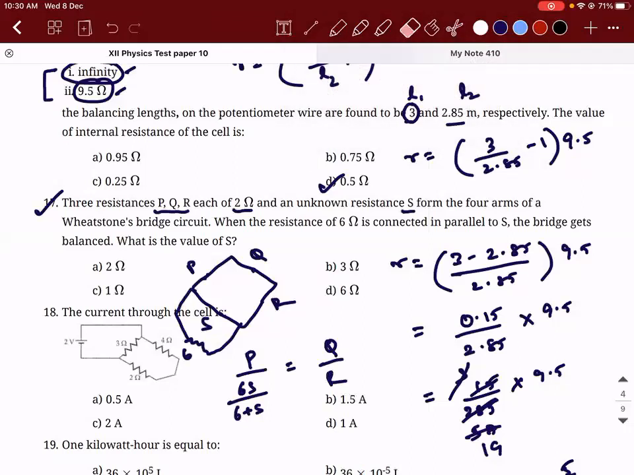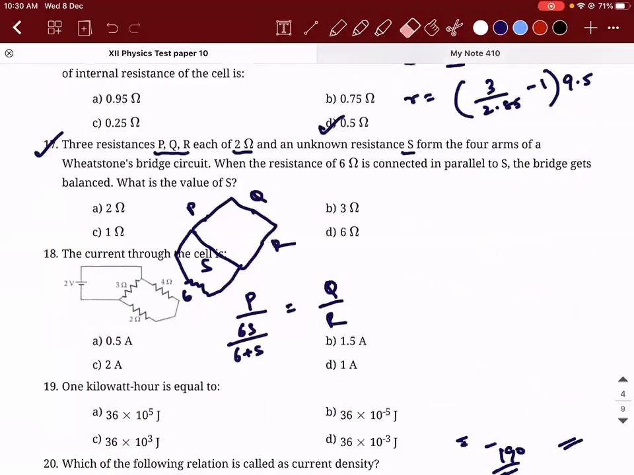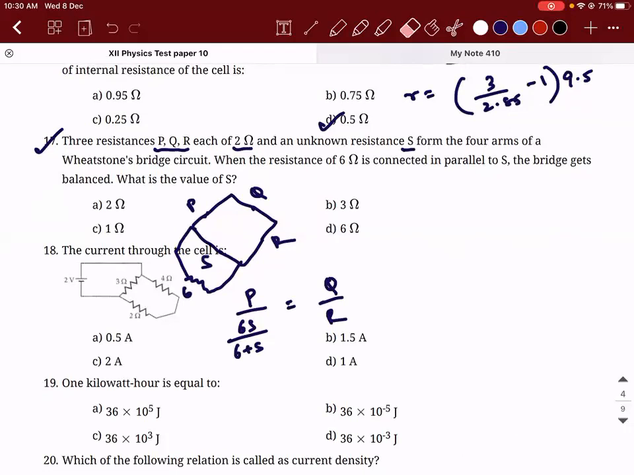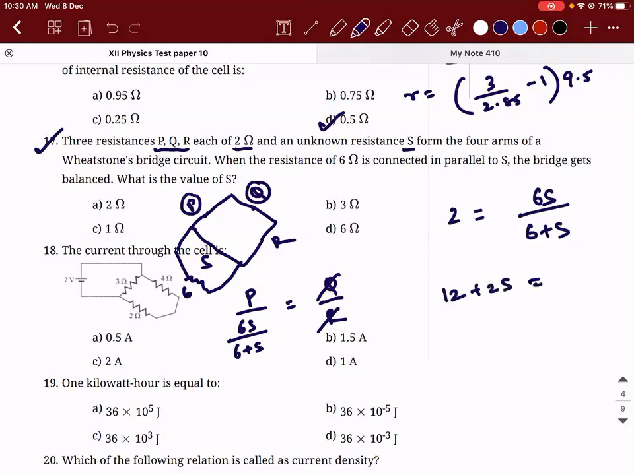Yes, sir. So P divided by Q, everything is the same and everything is cancelled. So 2 will be equal to 6S divided by 6 plus S. So 12 plus 2S is equal to 6S. So 12 is equal to 4S. S is equal to 3. This is the answer.